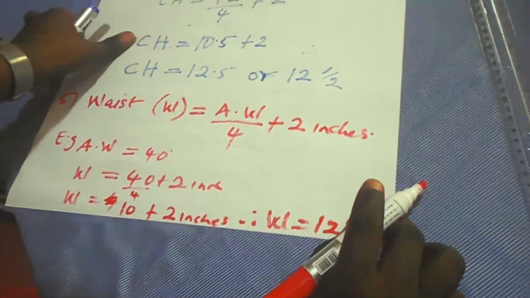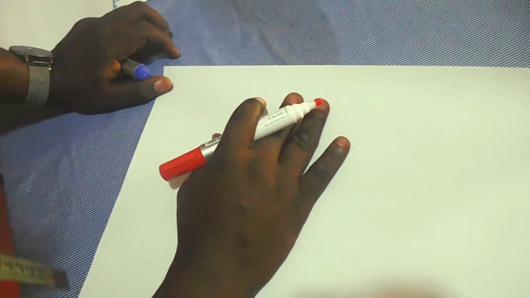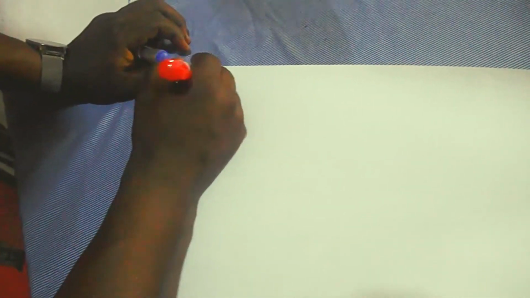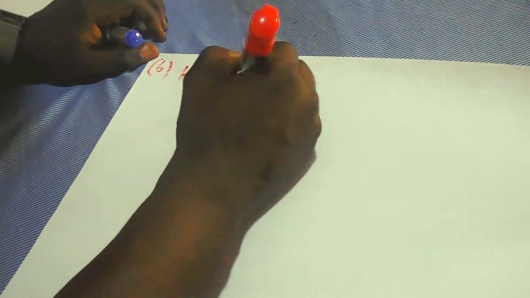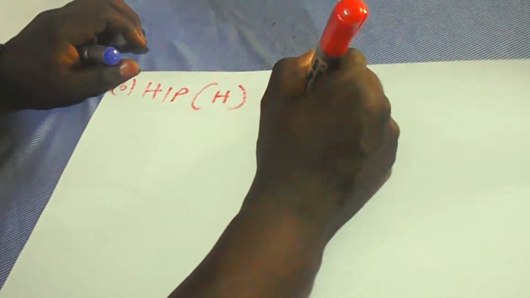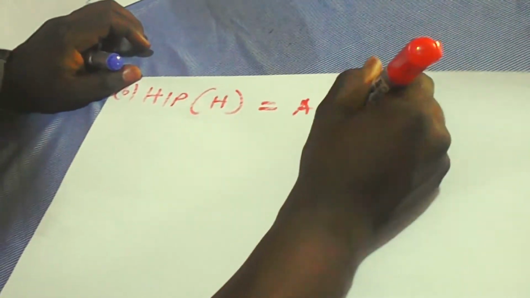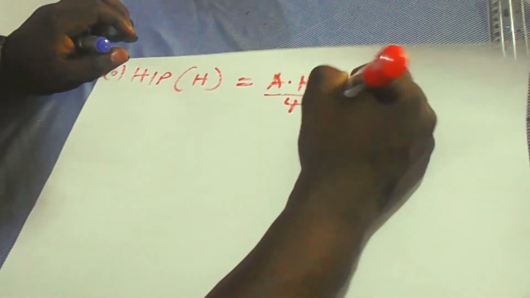Okay, the next is the hip. Some people call it hip, some people call it bottom, but for the sake of this video we are calling it hip. So that's number 6. The hip, denoted by H, is given by actual hip measurement of the client divided by 4 plus 2 inches also.